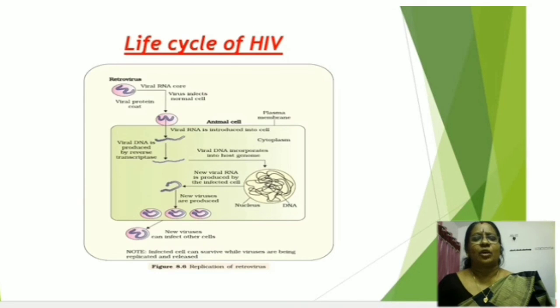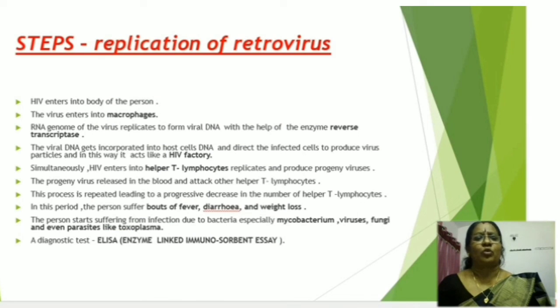So this is the life cycle of HIV. A schematic diagram is shown here. The retrovirus enters the body, then attacks the macrophages. The RNA genome of the virus replicates to form viral DNA with the help of the enzyme reverse transcriptase. The viral DNA gets incorporated into the host cell's DNA and directs the infected cells to produce virus particles, and in this way it acts like an HIV factory.